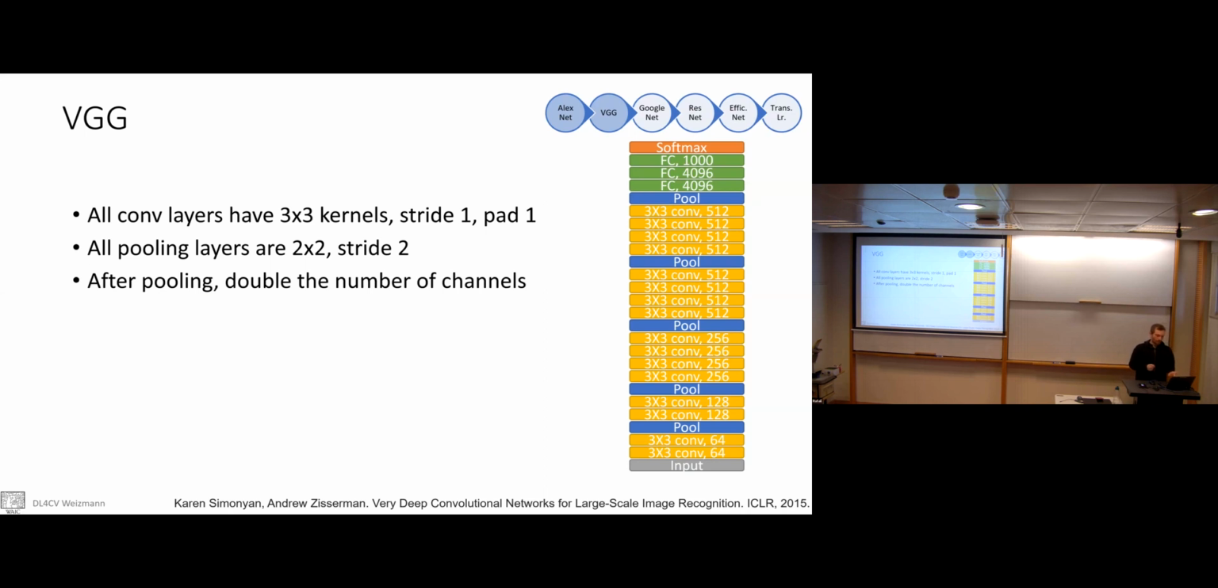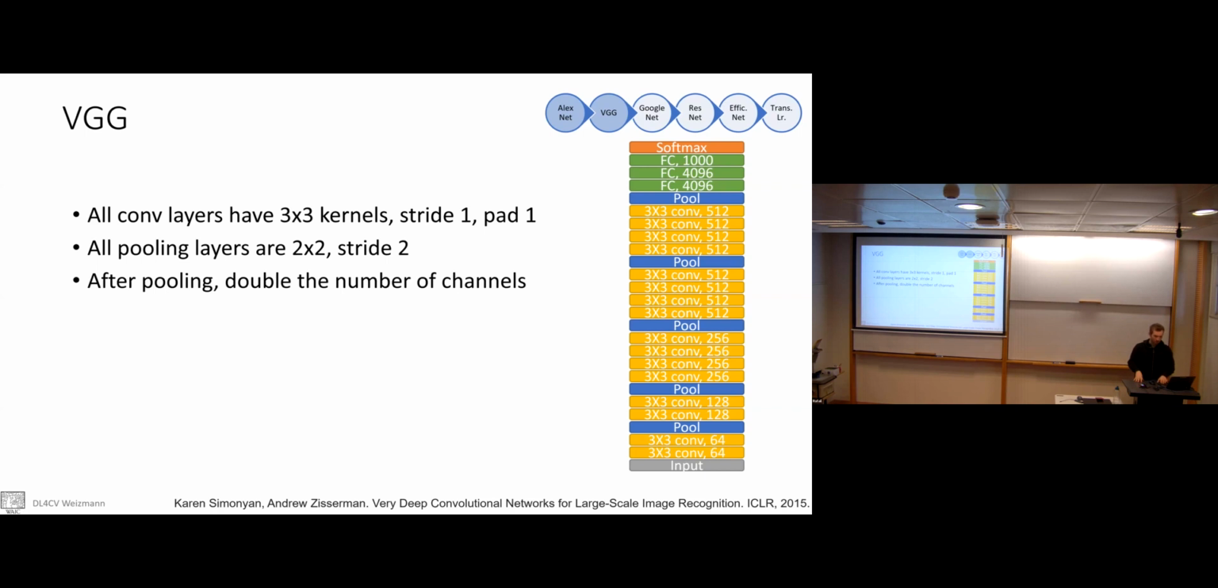All of their pooling layers are 2x2 with stride 2, so it's directly reducing the spatial dimensions by 2. And after pooling, they doubled the number of channels. So again, they went from a very spatially big but thin image, like with 3 channels, they decreased the spatial resolution and increased the resolution channel-wise. The architecture is clear? Cool.